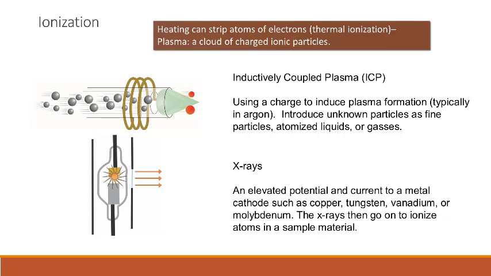The second one is X-rays. We can use X-rays to induce ionization in samples because X-rays are high energy. We do this by putting a metal under a high current in a vacuum, and then it produces X-rays in much the same way a light bulb filament produces light.